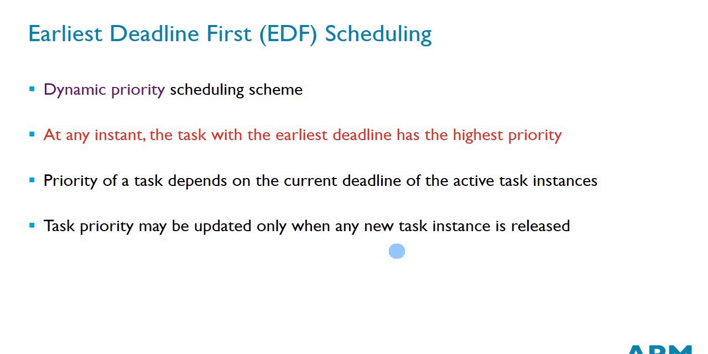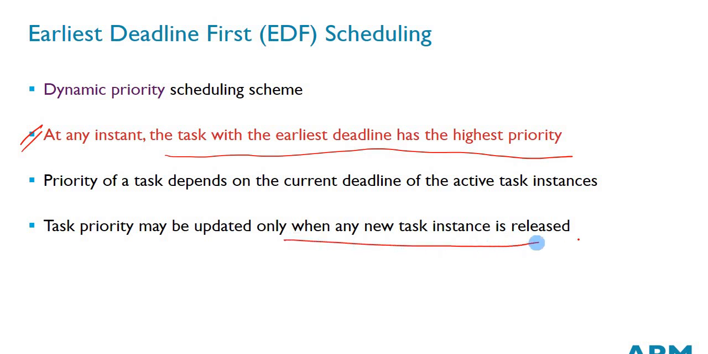Now the last few slides are just to explore the idea of a dynamic priority scheduling scheme, where the priority of a task is continuously being changed during runtime. The whole strategy is that the task with the earliest deadline has the highest priority. You can have many tasks, and among all the tasks we will choose the task with the earliest deadline to have the highest priority. Task priority may be updated only when any new task instance is released.